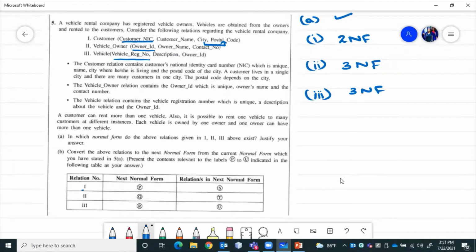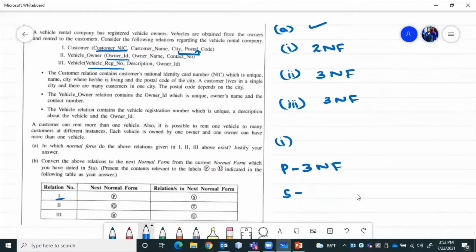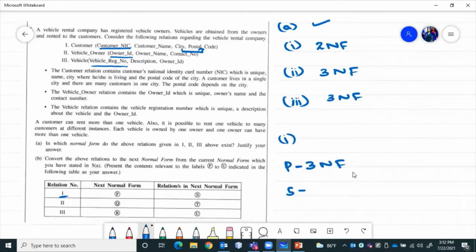Let's think about relation number one. It's already in the 2NF. So for P, what is the next normal form for the first relation? Yes, third normal form. So we're supposed to do the third normal form and write the relations. Remove the transitive dependency, create the relations, type it and send it to me. You can use your brackets and all, so no issue.